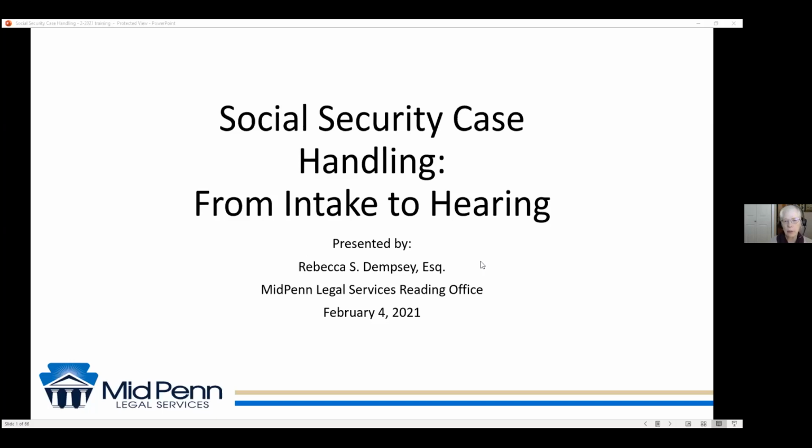Social Security is a very jargon heavy practice, and I have tried to define the terms that I use in the PowerPoint, but I may use terms that you don't know what I mean. So feel free to tell me that you don't know what SGA, which is substantial gainful activity, and RFC, residual functional capacity, or terms like that. If you don't know what I'm saying, please put it in the chat and I can quickly answer those questions.